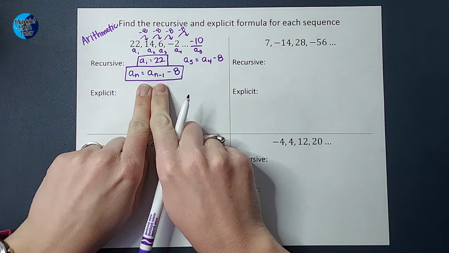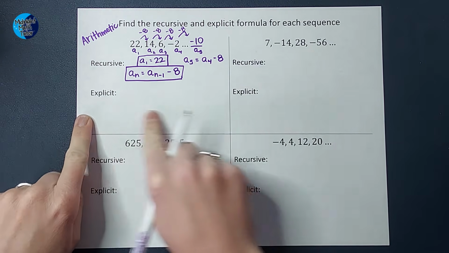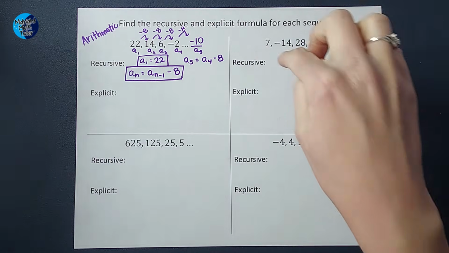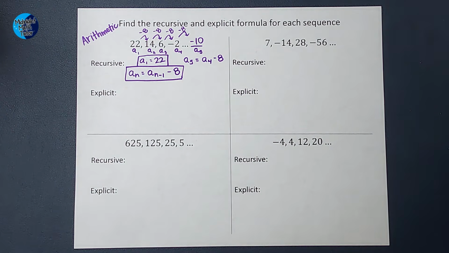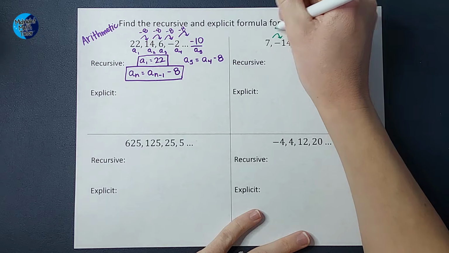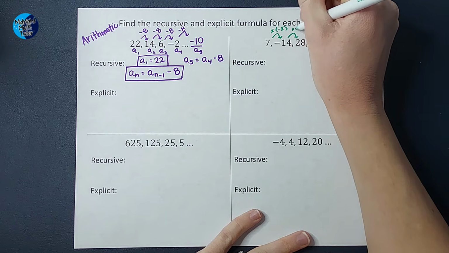But you see how they need to know the term before to get it. We'll do explicit in a second where you don't need that, okay? But I want to get recursive pretty solid, so we're going to do these other recursives first. So let's look at this guy. I want to know if this is arithmetic or geometric. So when I look at it, I notice that we are multiplying by a -2 each time.